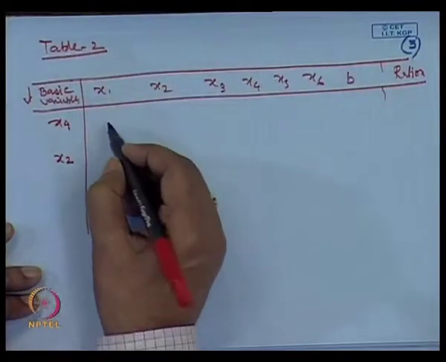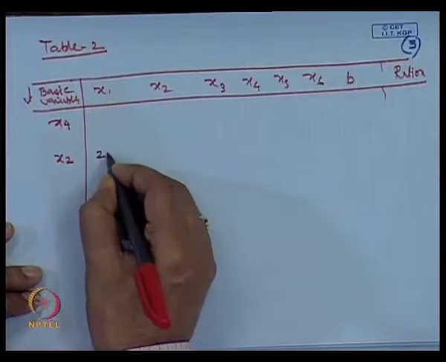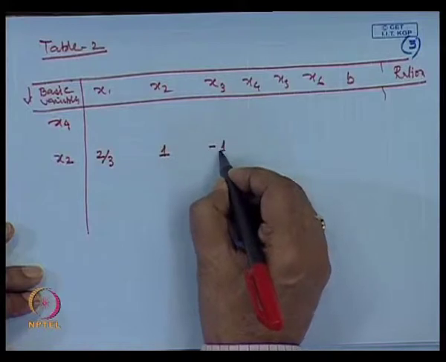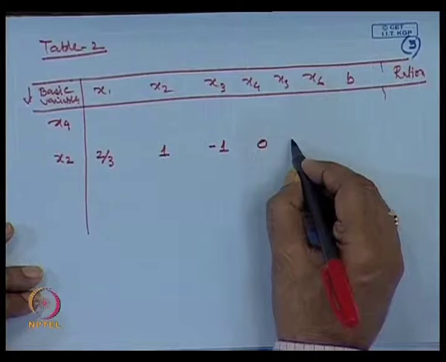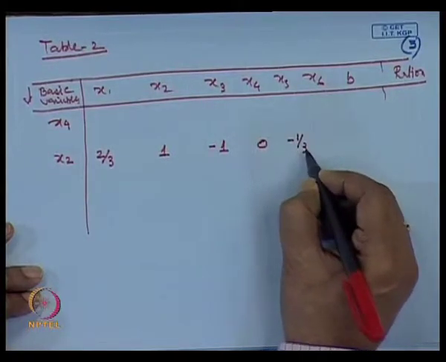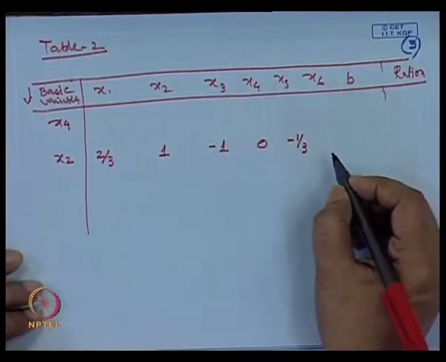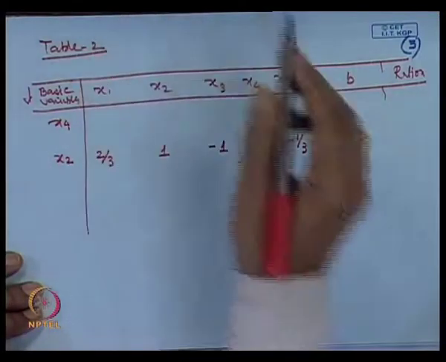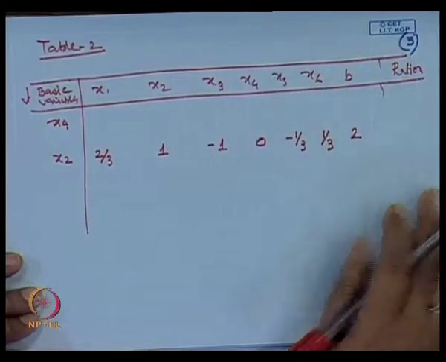Just as we have explained here, the second equation I normalized by dividing by 3. So this will be 2 by 3, this will be 1, this will be minus 1, this will be 0, then the x5 coefficient will be minus 1/3, the x6 coefficient will be 1 by 3, and the b coefficient will be 2, agree?